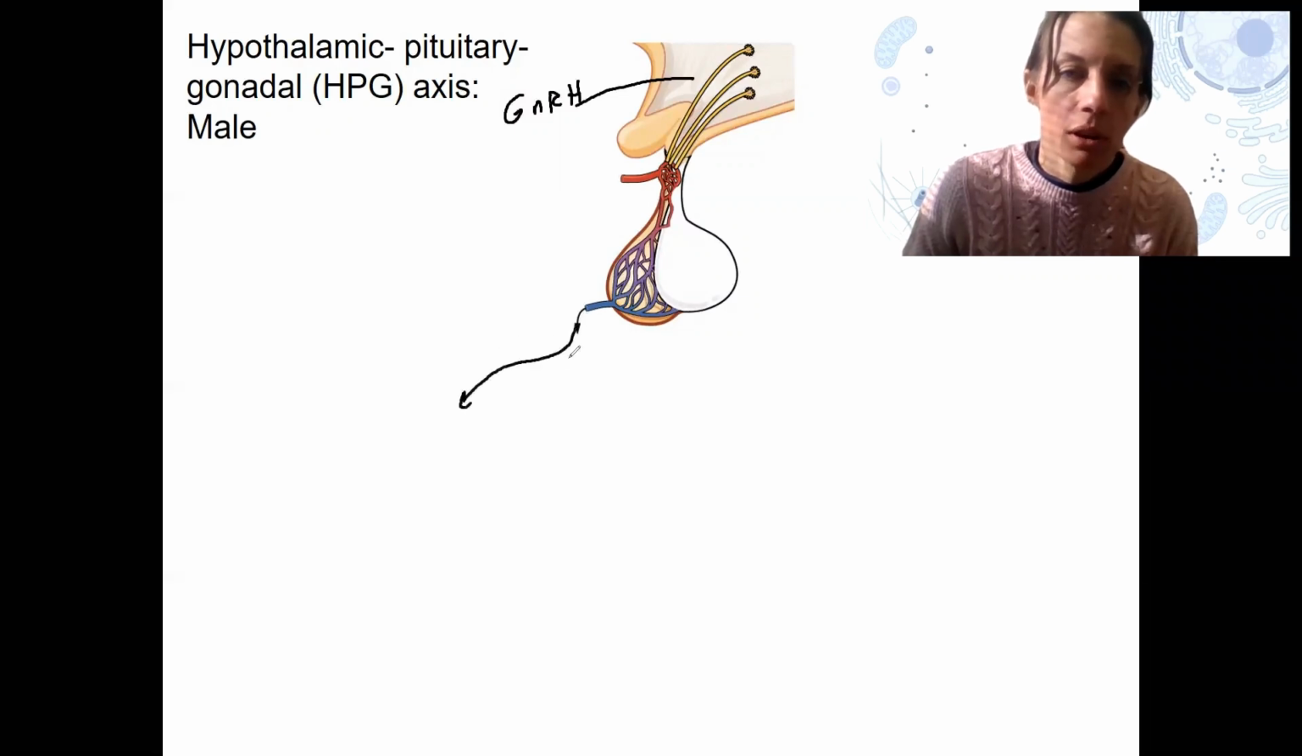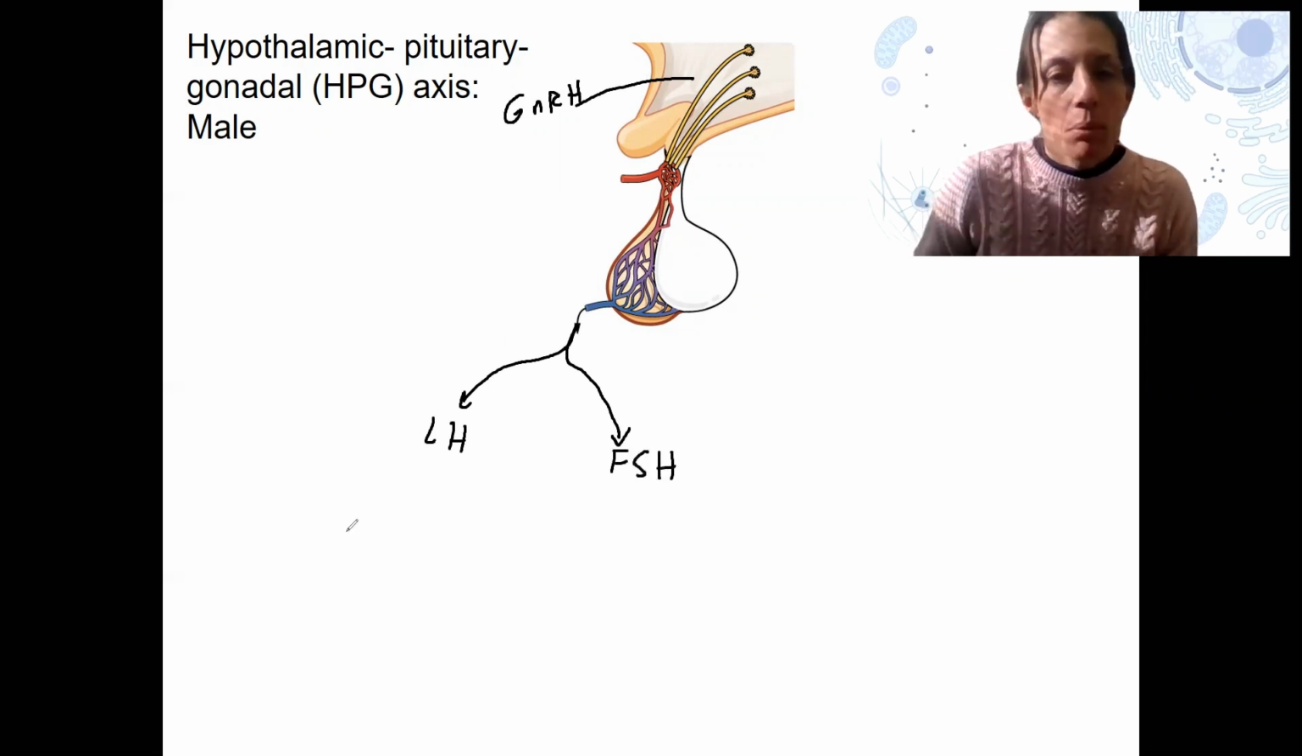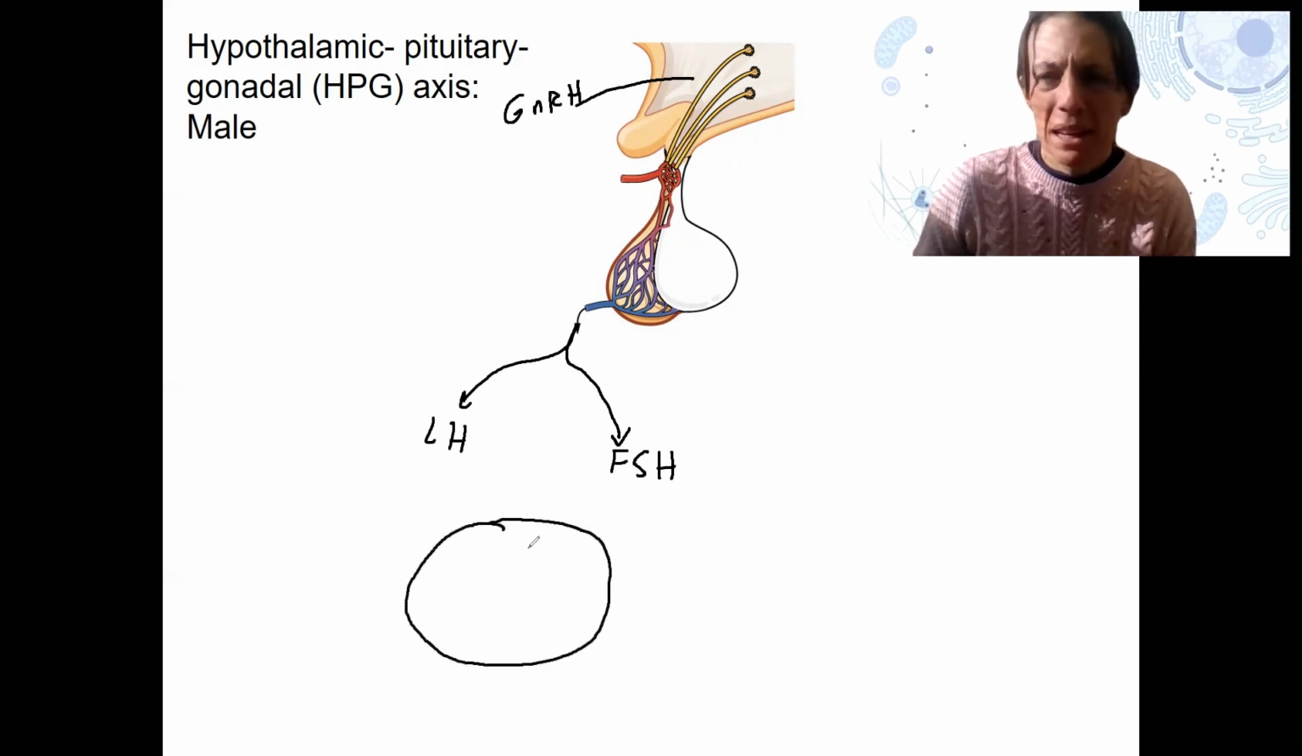I'm going to draw them. I might need to extend those arrows. Luteinizing hormone and follicle stimulating hormone. You already know this, right? But I want to now show you what this is going to do to the testes. So let's draw a piece of the testes.